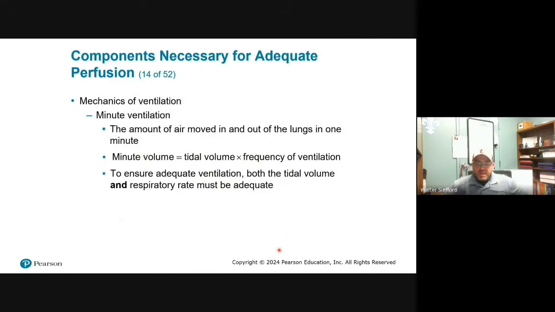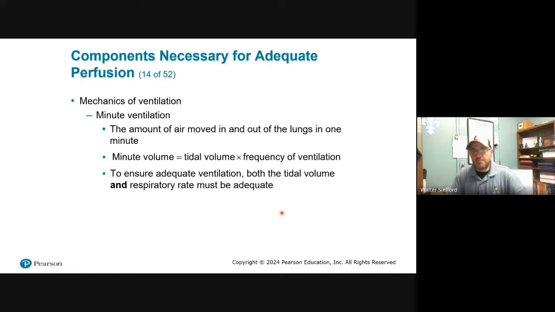All right, so mechanics of ventilation. We have tidal volume and we have frequency of ventilation, so respiratory rate. In order to get enough oxygen in, we need tidal volume, which is the amount we breathe in, and then the frequency of ventilation. If you remember when we talked about cardiac output earlier in the little cardiac section, or later, depending on how these videos are spliced together, they play off of each other.